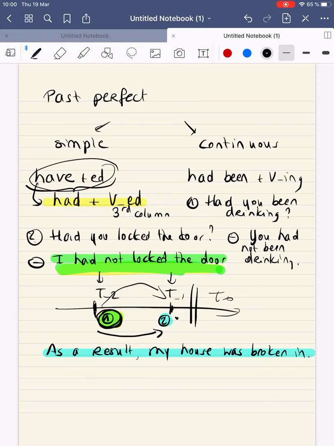And this is the same principle as the present perfect that creates a link, but the link is between this moment in time in the past and the present. Here, it's between an event in the past and another event in the past. So it establishes a link between t minus 2 and t minus 1. I hope this is clear.